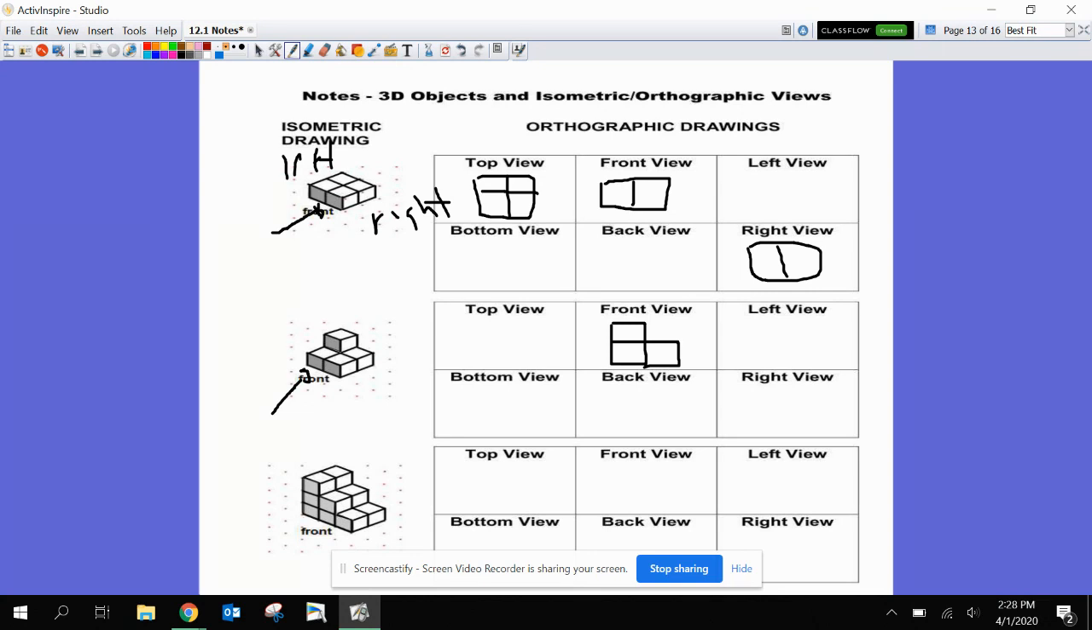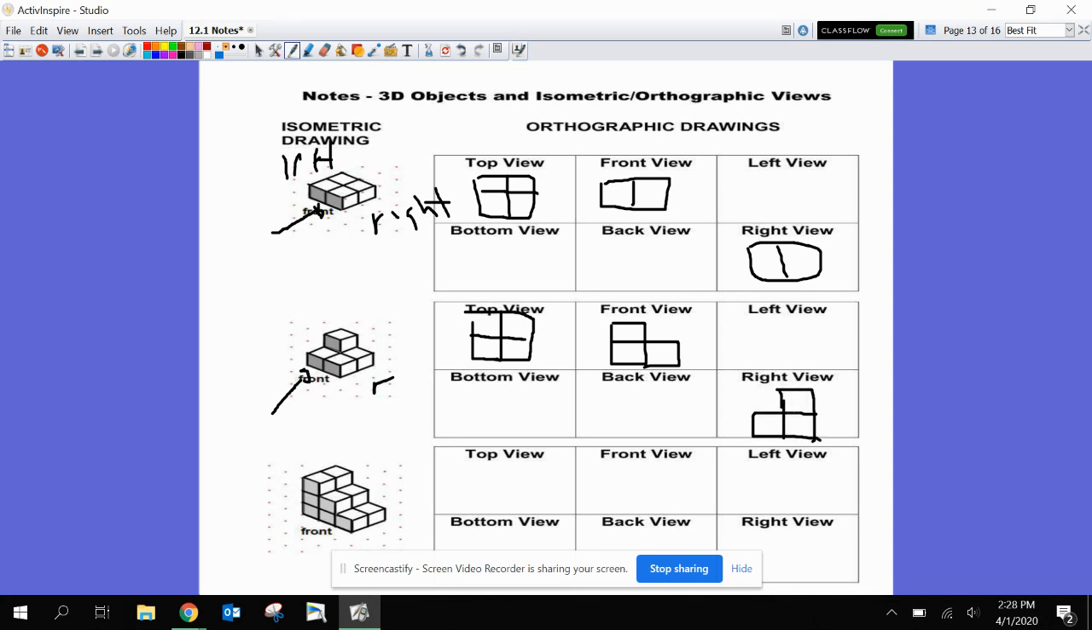If we look at the thing from the very, very top, we can't see any depth on this. And so all we'll see from the top is four squares. We can't see the stack, but we'll see four squares. And then if we look at it from the right, I'm just going to say this is right here. If we look at it from the right side, what you'll see is something that looks like this.